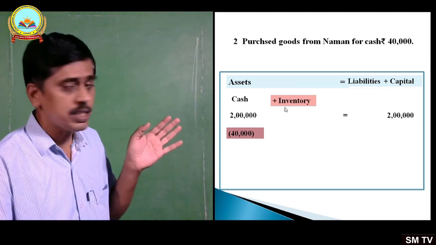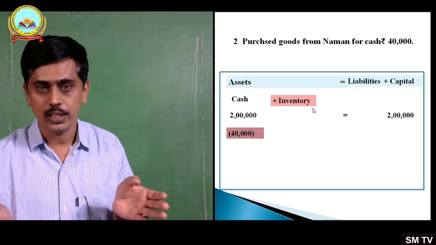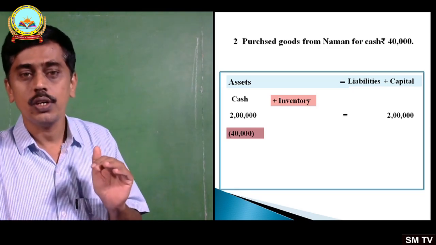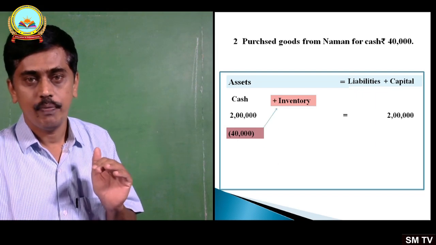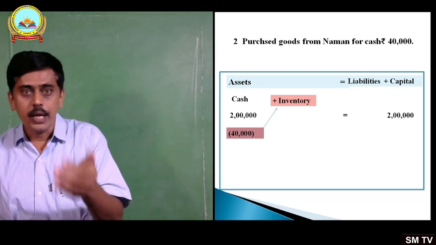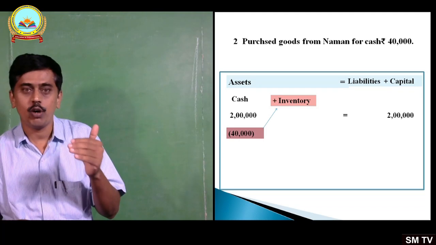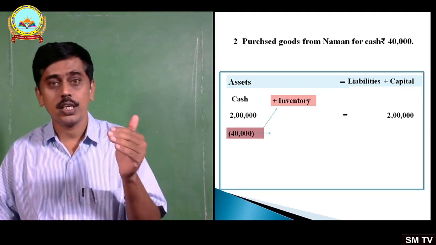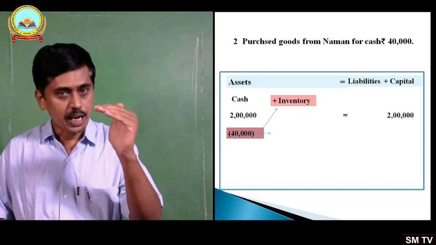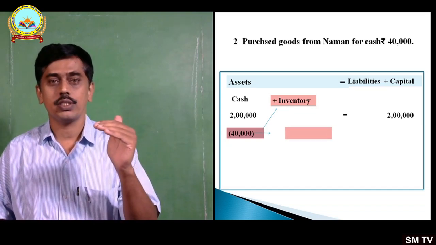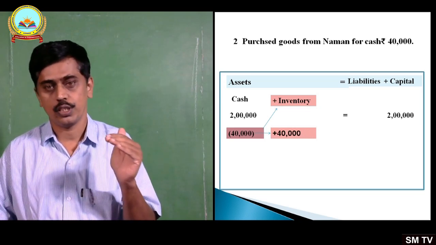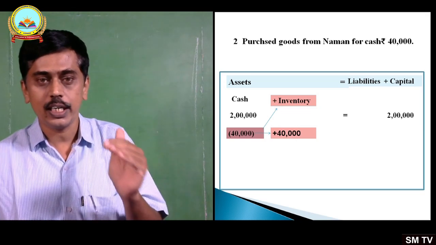What is that new asset? New asset is inventory here or goods. So 40,000 is paid, or he makes payment of rupees 40,000 to Naman. What for? For purchase of inventory. So cash reduces by 40,000 and new asset comes in the form of inventory 40,000, isn't it? I hope you are getting it.